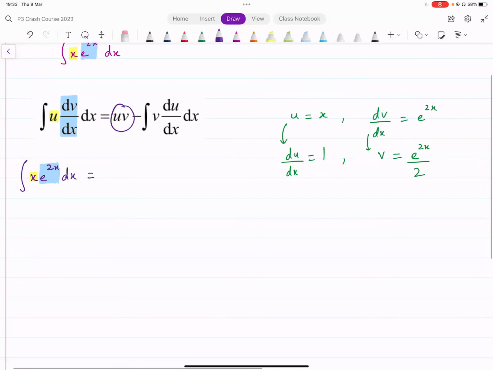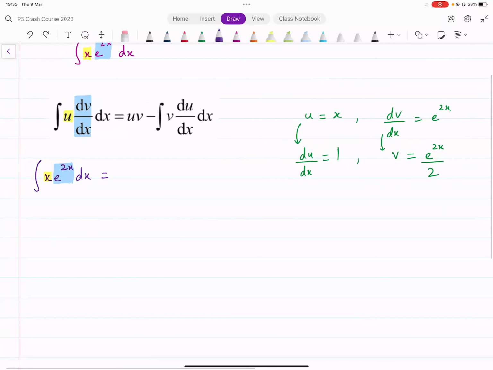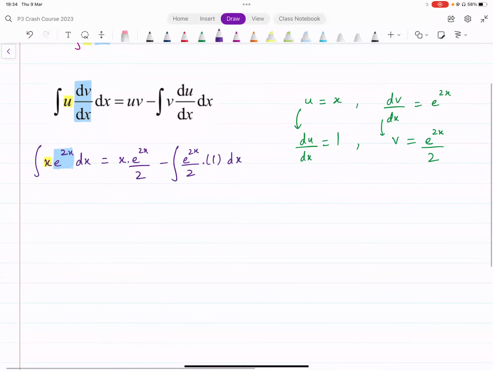We have u into v. What's u? U is x. Let's put x here. Into v. V is e raised to power 2x over 2. Let's put that here. E raised to power 2x divided by 2. So that's this first part. All right. Subtract from this integral of v. Again, what's v? V is e raised to power 2x over 2. Let's put that here. Multiplied by du over dx, which is 1 into dx. Now, let's simplify this.